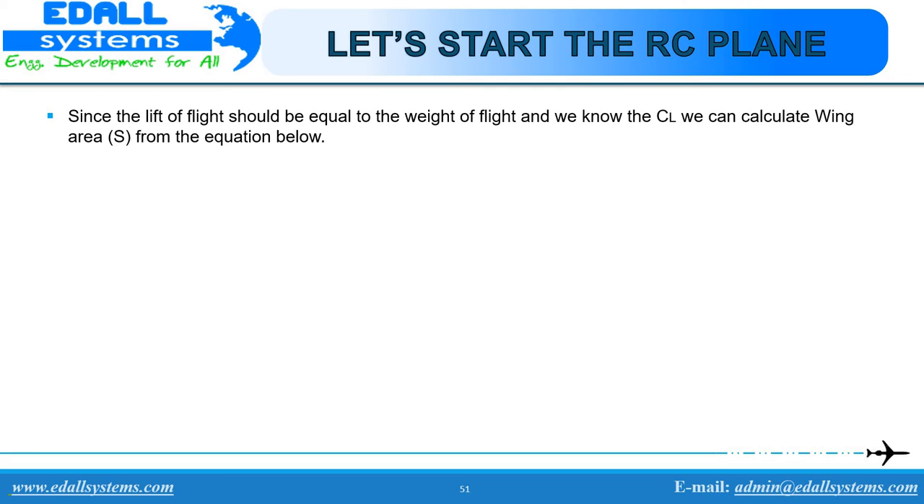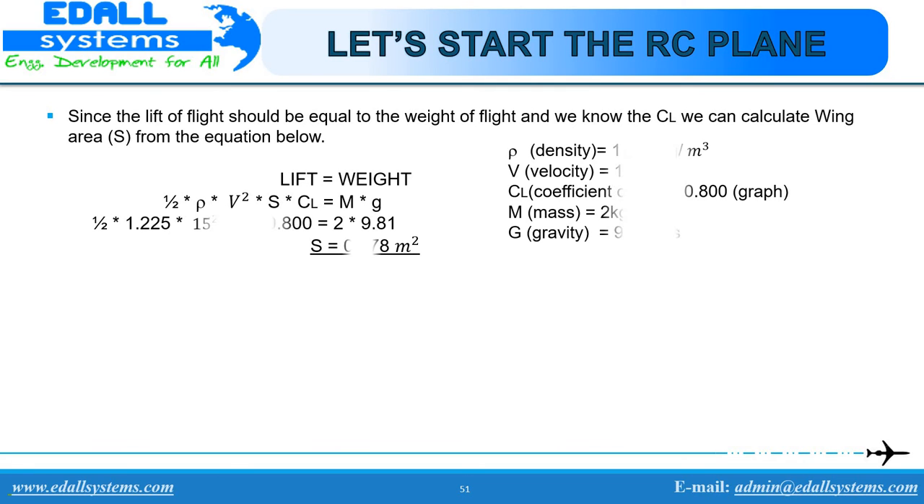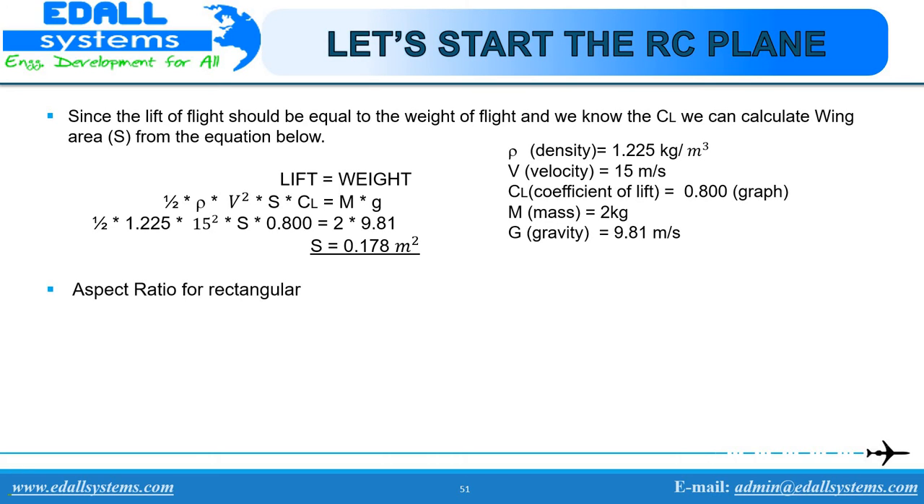Hence, we will use this CL value in the lift to weight equation to find out the wing area needed for our flight. We consider the velocity as 15 meters per second, mass as 2 kg, the density as 1.225 kg per meter cubed, and gravity as 9.81 meters per second squared. Hence, we get the wing area as 0.178 meter square.